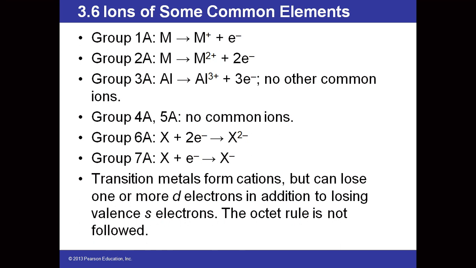And so it brings about the description I mentioned earlier, where your transition metals form cations but can lose 1 or more d electrons in addition to losing valence s electrons. Now, that's just kind of an exception, a statement of fact, but what you really want to take home from this particular slide is the overall scheme or behavior of the electron transfer when you're talking about cations versus anions.